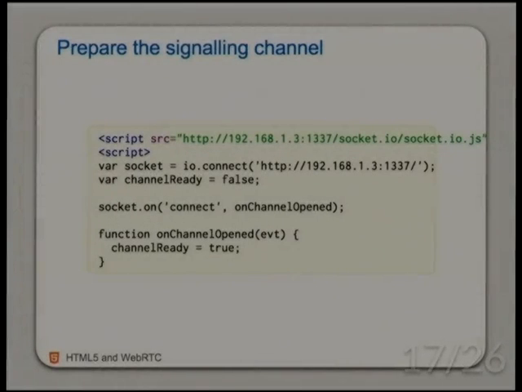Now the client side is a little bit more difficult. So on the client side, we're doing it step by step. First step is to set up the signaling channel. So here, this is the script tag that just gets us the Socket.io JavaScript. Then we're creating our socket. And we want to wait until our channel to the server is actually ready. So we wait for the connect message, and then on that connect message, we set the channel to ready. Again, not that hard.